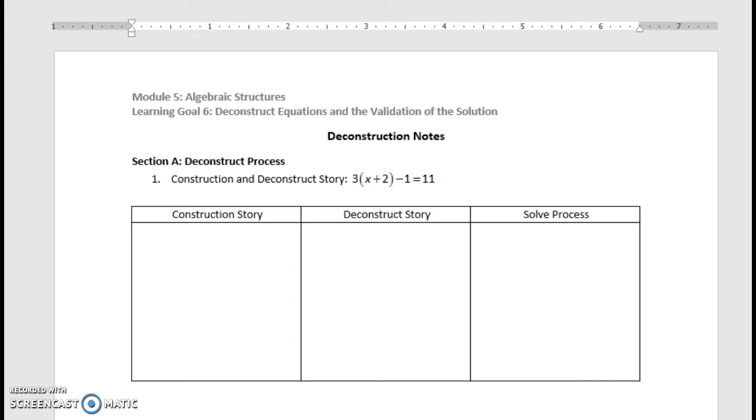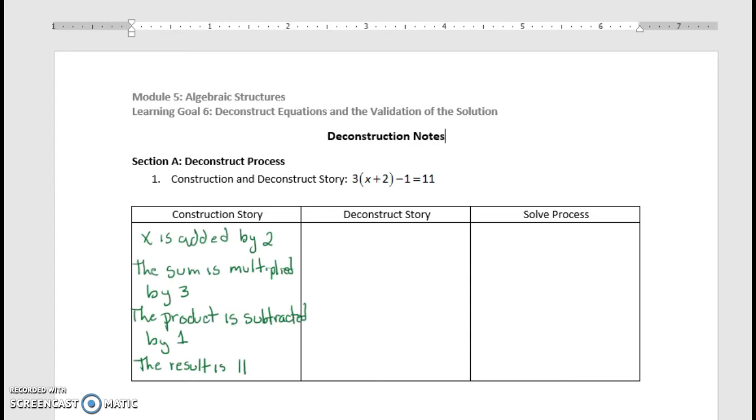So just take a moment to write the construction story for this particular problem. So we look and we notice that x is added by 2, the sum is multiplied by 3, the product is subtracted by 1, and the result is 11. So now, knowing this situation, we want to deconstruct the story. Okay, so if this is how something is constructed, now we want to look at how it is deconstructed.